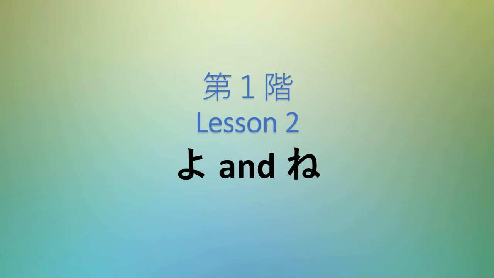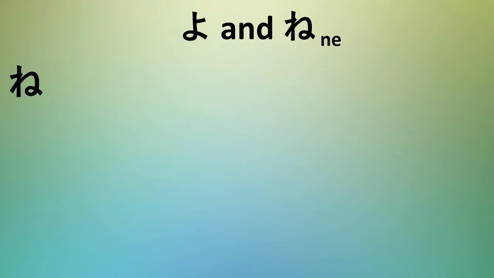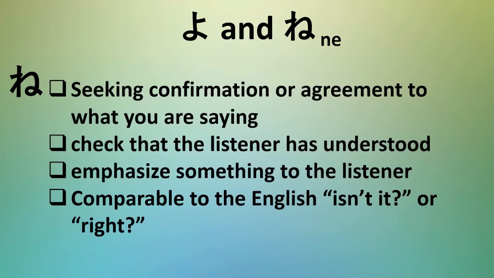Today's lesson is about the particles yo and ne. In Japanese, statements often end with yo or ne depending on the way the speaker views the interaction with the listener. So we first discuss ne. Ne is the particle which seeks confirmation or agreement to what you are saying. It checks the listener has understood that statement or what you have said. It also emphasizes something to the listener. So in English, ne is comparable to isn't it or right?